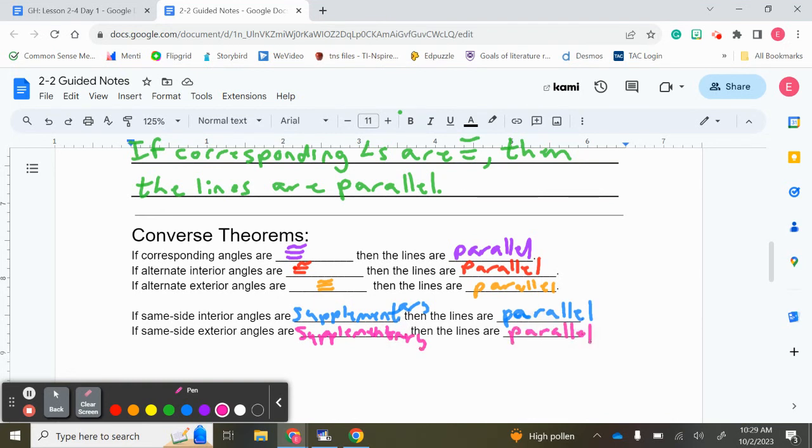Okay? Questions. So these are the converse rules. Converse of corresponding angles theorem. Converse of alternate interior angles theorem. Converse of alternate exterior angles theorem. Same, converse of same side interior angles postulate. Converse of same side exterior angles theorem. Okay? All right, we're ready to move on. Anybody still writing?